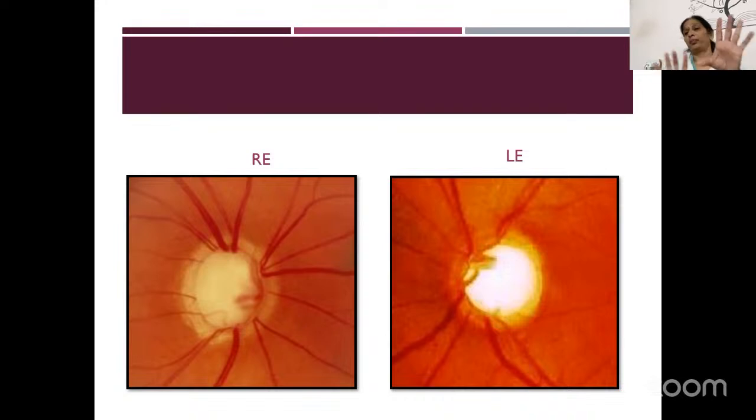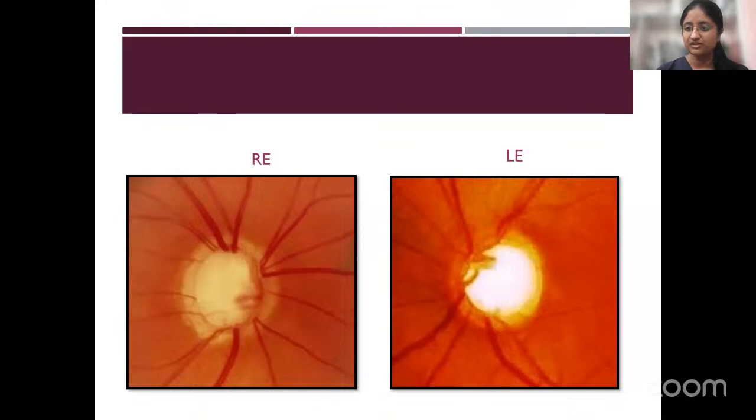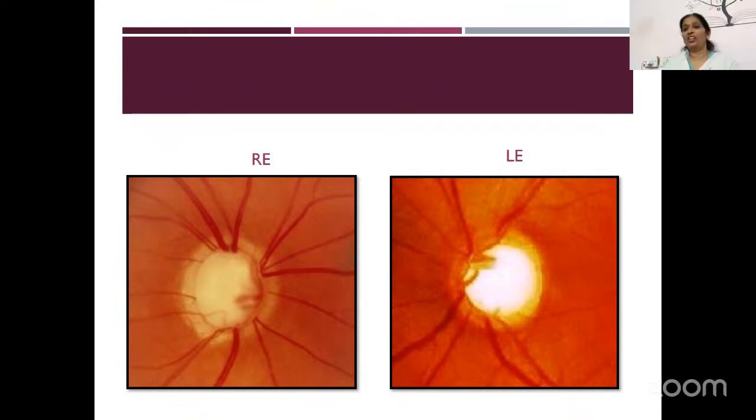Ma'am, there is an increase in the cup disc ratio, and in the early signs we have nasalization of the vessels. There's a laminar dot sign which can be seen, but those are late. Asymmetry of the cup. More than 0.2, ma'am. So that is the earliest. Asymmetry of the cup is there.